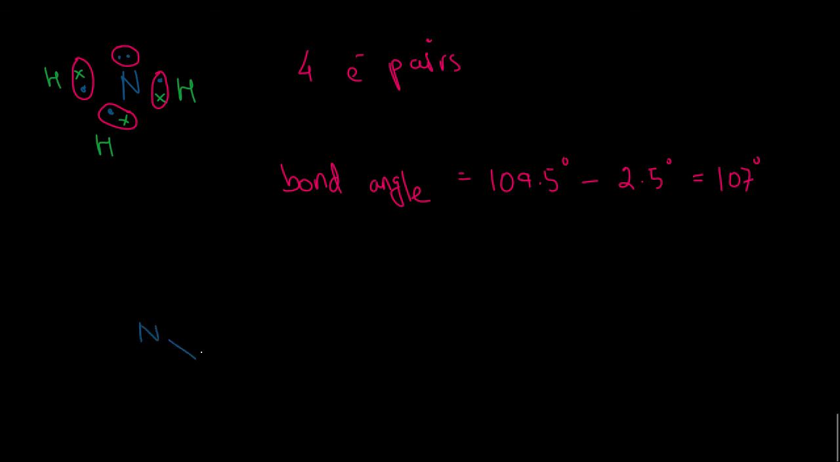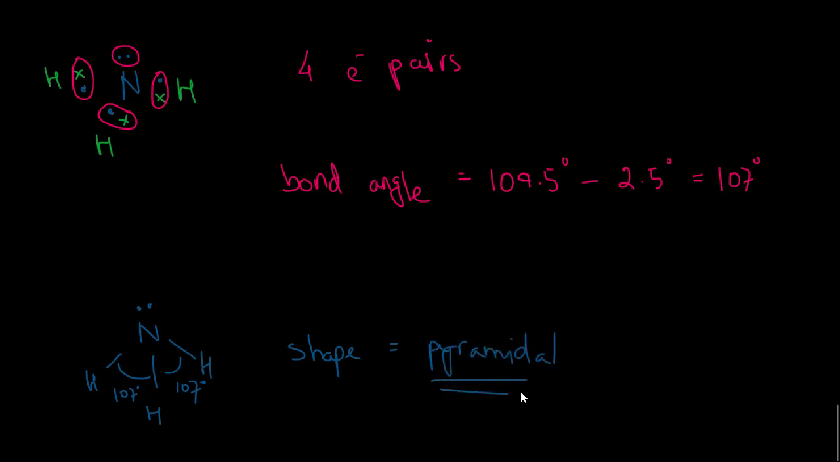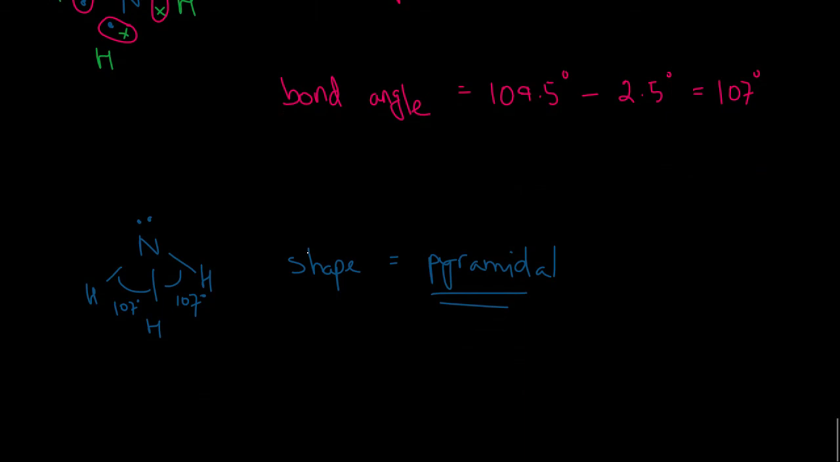If we imagine how it should look, the lone pair is repelling the bond pairs and pushing them down, squeezing them down. So the angle between these bond pairs is 107 degrees, right? This shape looks like a pyramid, so that's why the shape of NH3 is called pyramidal. We're going to look into other bond pair related problems in the next part.